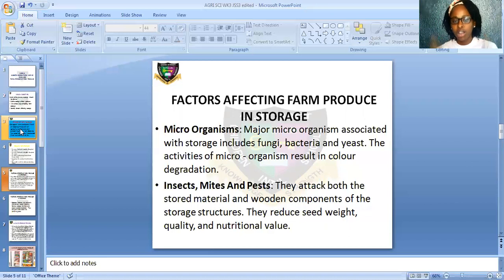We have two: insects, mites, and pests. They attack both the stored material and wooden components of the storage structure. They reduce the weight, quality, and nutritional value. I take that again.